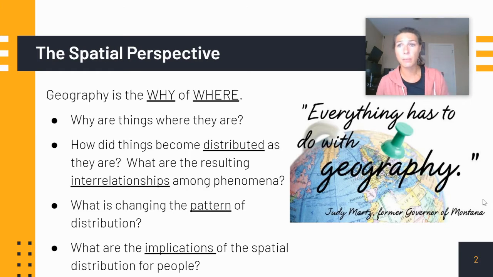We often talk about how, for example, you might think about the Wild West and the cities that used to spring up all around the West, and now we consider those ghost towns. Nobody lives there anymore. There's a very specific reason why. And then most importantly is that last bullet point: what are the implications of the spatial distribution for people? So why does this matter?